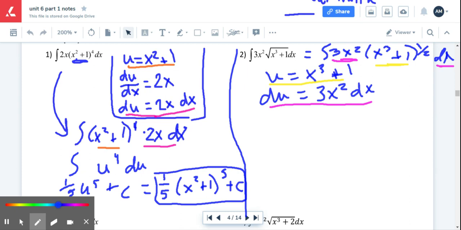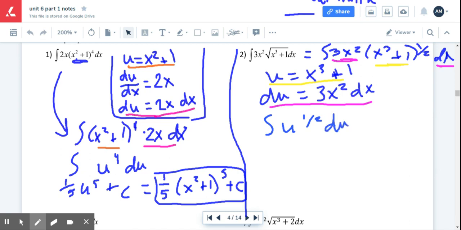So when we rewrite our integral, I will have u to the 1/2 power, and then the 3x squared and the dx, that is all du. So we're just left with u to the 1/2 du. And again, that's much easier to work with than our original function there.